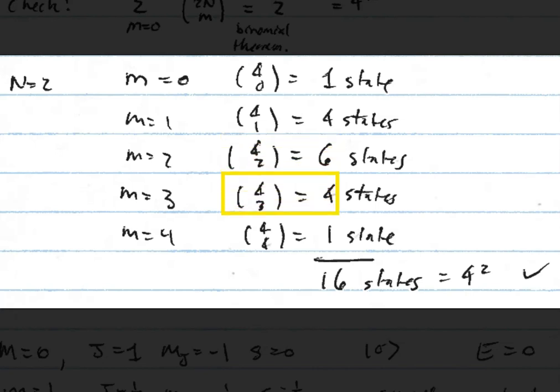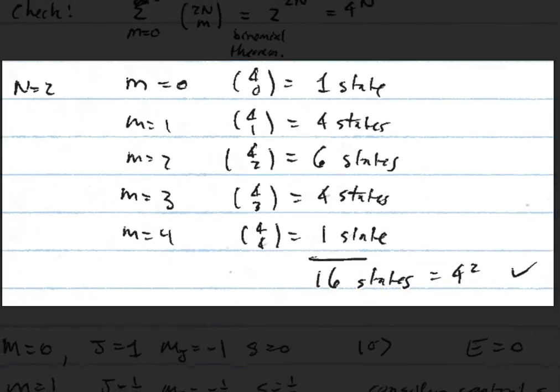4 choose 3 is equal to 4, and 4 choose 4 is equal to 1. Those of you that are familiar with the Pascal triangle will recognize those numbers, 1, 4, 6, 4, 1, as the numbers that come up when I raise 1 plus x to the 4th power. Now let's add them all together. 1 plus 4 plus 6 plus 4 plus 1 is indeed equal to 16, and that indeed is equal to 4 squared, as we had mentioned at the beginning of the lecture.